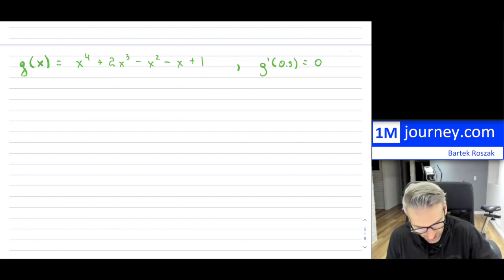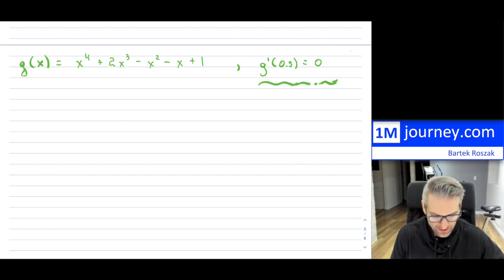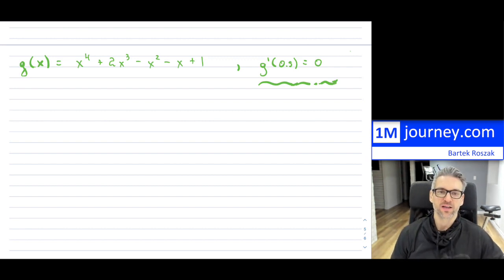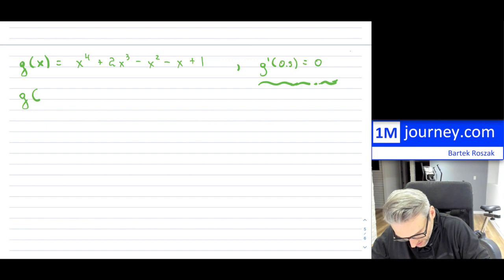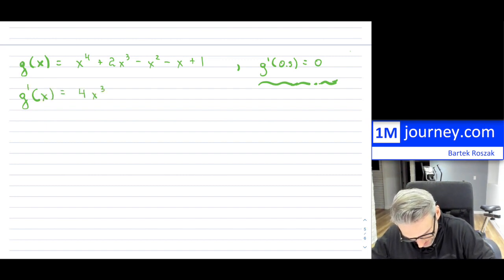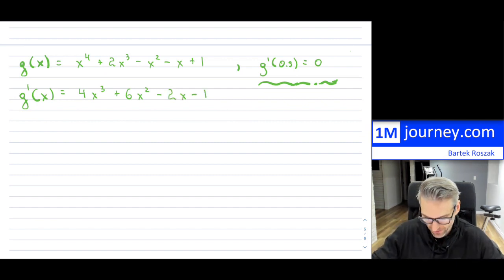So for this one, I am going to give you an additional piece of information just so that you're not struggling all the way through. And that is that the first derivative is equal to 0 at 0.5. So that means you will know one of the roots for your first derivative. So let's do this. First off, this is going to be g. I'm going to find the first derivative. So this is 4x cubed plus 6x squared minus 2x minus 1. So that's my first derivative.